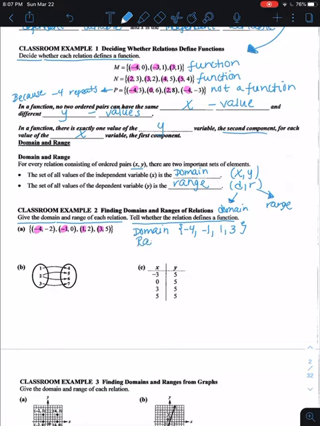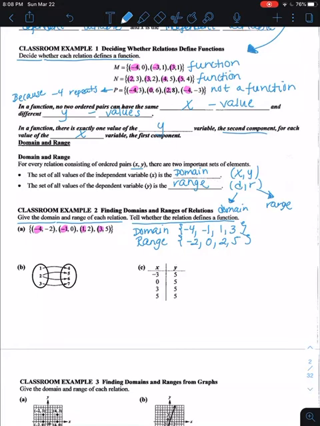The range would be your y values. Just a list of y values. You don't repeat. If any of the numbers repeat, you don't write it twice. You just write it once. In this case, I have a y value of -2 first, then 0, then 2, and then 5. So that's your domain and range. That's the first part of your answer.